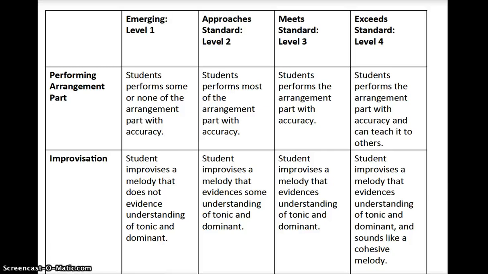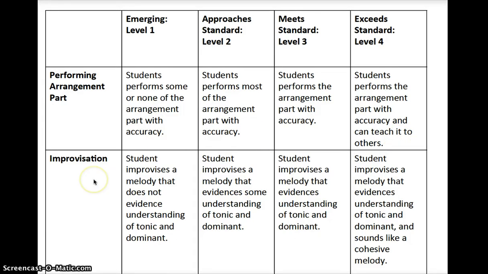Student performs some or none of the arrangement part with accuracy. Level 2 would be student performs most of the arrangement part with accuracy. Level 3, students perform the arrangement part with accuracy. And level 4, student performs the arrangement part with accuracy and can teach it to others.